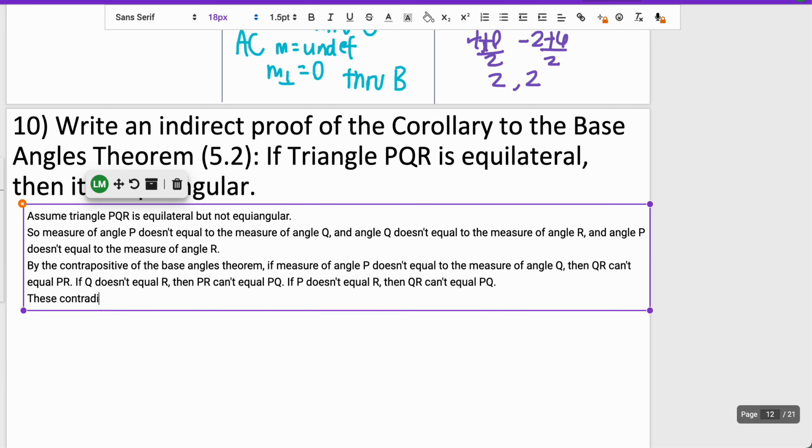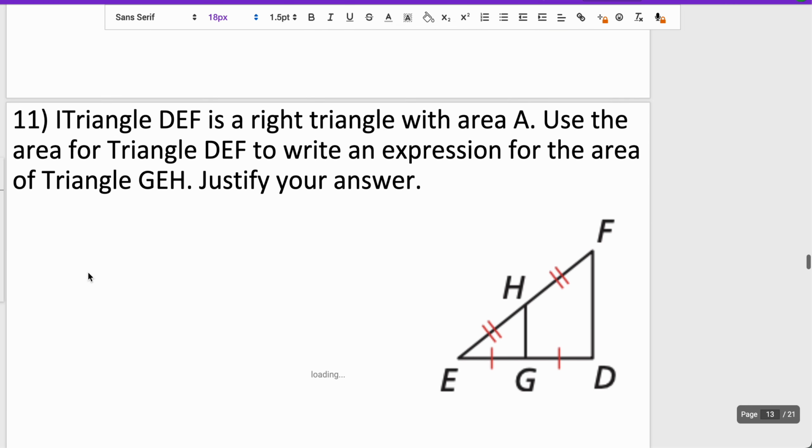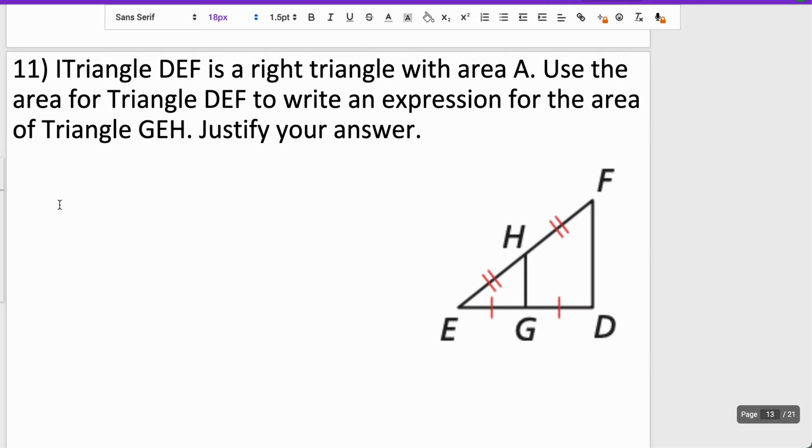These contradict the original equilateral statement. So triangle PQR is equilateral, then it has to be equiangular. Okay. Up next, number 11, triangle DEF is a right triangle with area A.